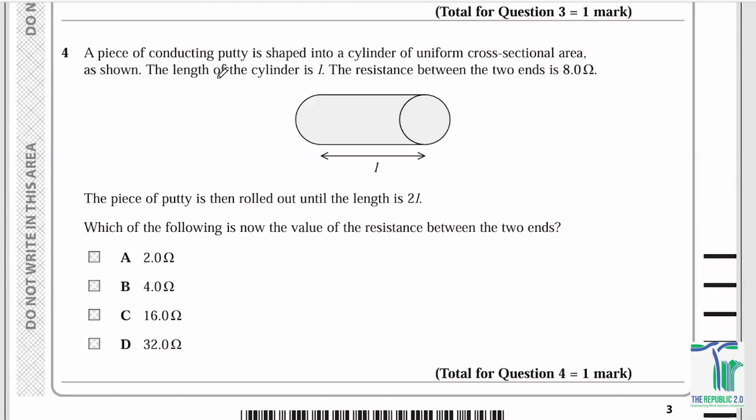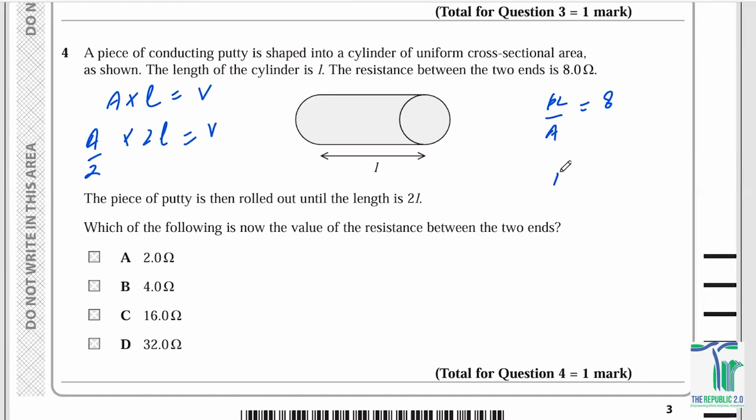In question number four, a piece of conducting putty is shaped into a cylinder of uniform cross-sectional area. The length is L and the resistance between the two ends is 8 ohms. Everybody knows that resistance is rho L upon A, and the value of resistance is given as 8 ohms. Now the length has been doubled, and since we need to keep the volume constant, remember if you're doubling the length, your area should decrease in such a way as to keep the volume constant. A times L is the volume.